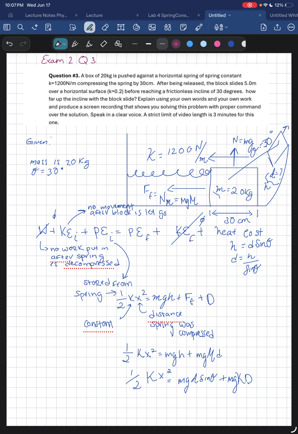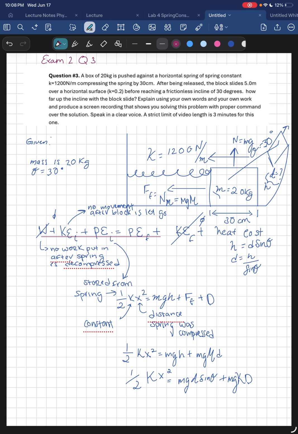Today the question is asking for the distance, or the displacement, how far up the incline the block will slide. And we're going to solve it using this formula: the work plus the initial kinetic energy plus the initial potential energy is equal to the final potential energy, the final kinetic energy, plus the heat loss during the whole work done.